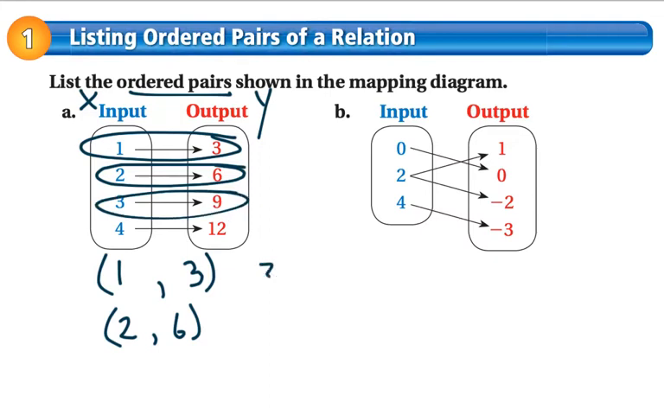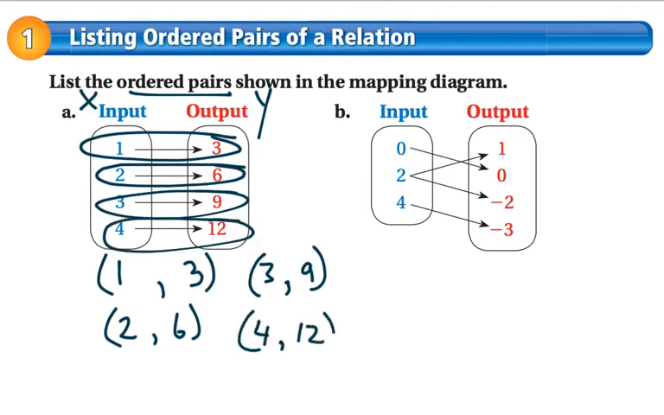We have 3, 9, and last but not least, 4, 12. So that's the first skill that you guys are going to focus on. And again, as long as you guys are pretty clear on the fact that inputs are x values, outputs are y values, that helps you create ordered pairs, which we have a lot of experience with pretty quickly.